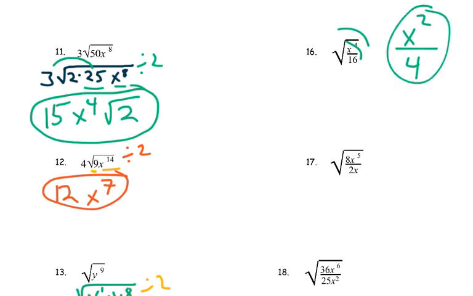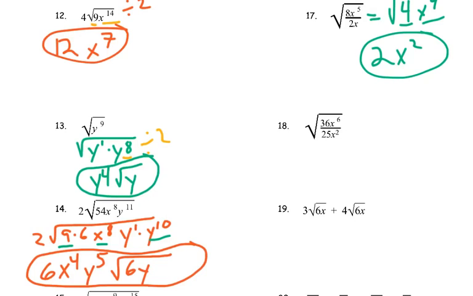Okay, 17, I'm going to clean up a little bit on the inside. I know 8 divided by 2 is 4. And remember way back when, x to the 5th divided by x, well, you subtract your exponents, so that's going to be x to the 4th. So now they're both perfect squares, you can escape. Square root of 4 is 2. Divide by 2. So that becomes x squared.